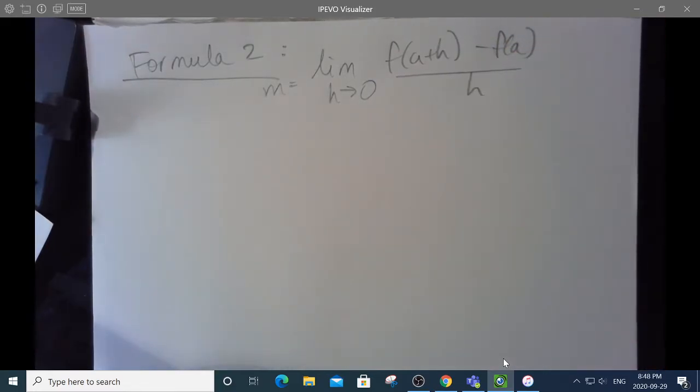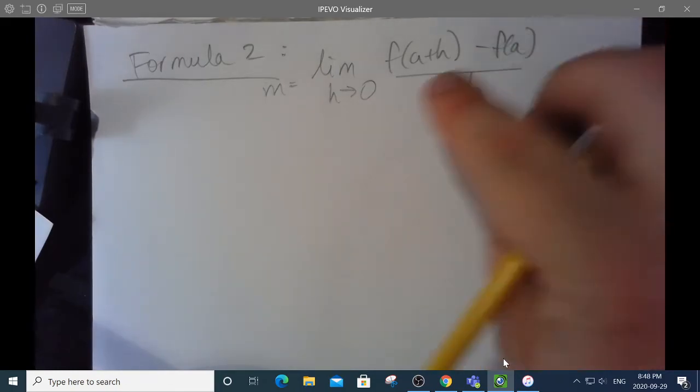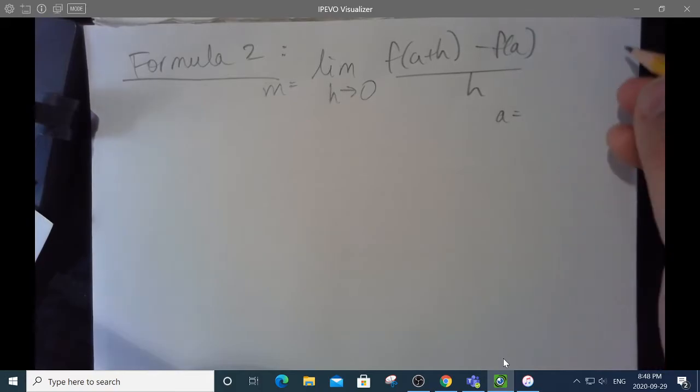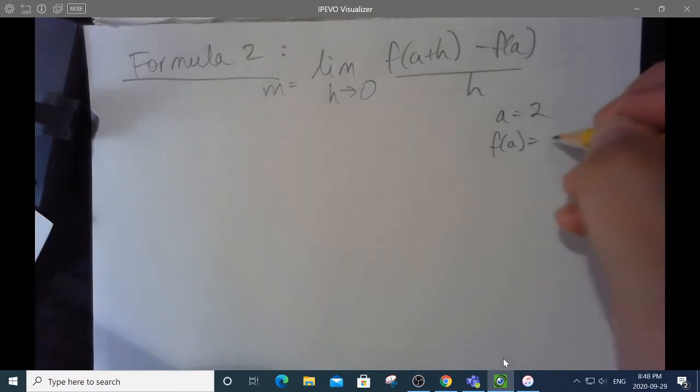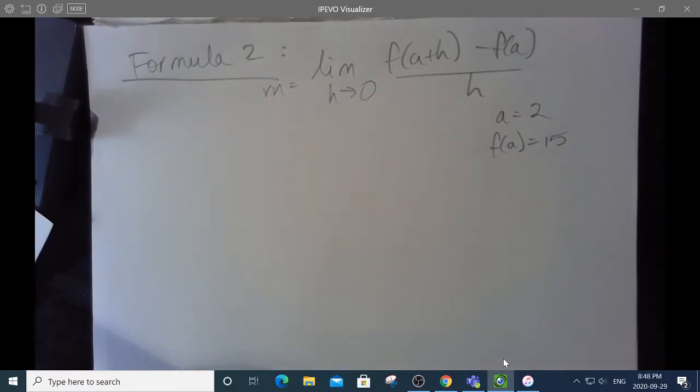And I've been asked already, do I have to memorize this formula? No, you don't have to memorize formulas. We'll give you a formula sheet if you want. So, let's see, what do we know? We know, again, a is, what was a again? A was 2, and f of a, we already figured that out in the last part of the example. That was 15.